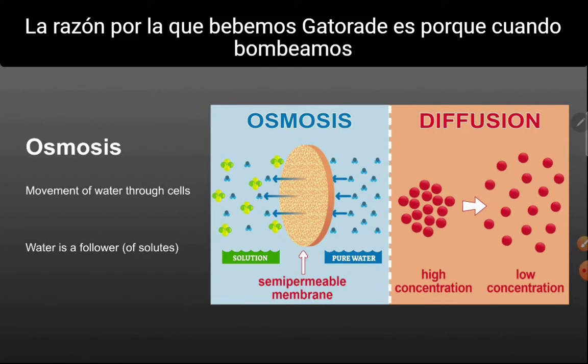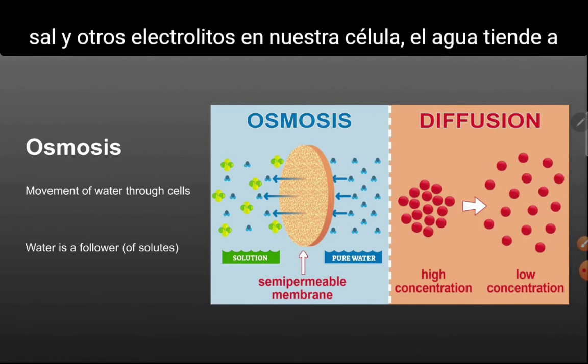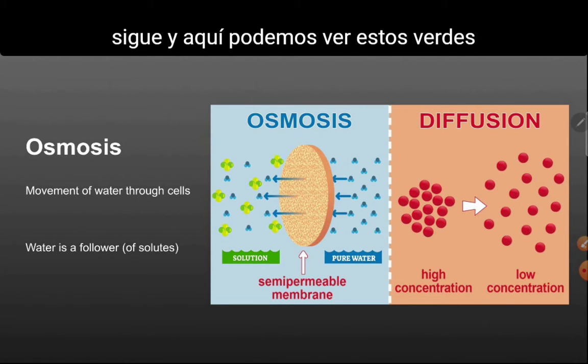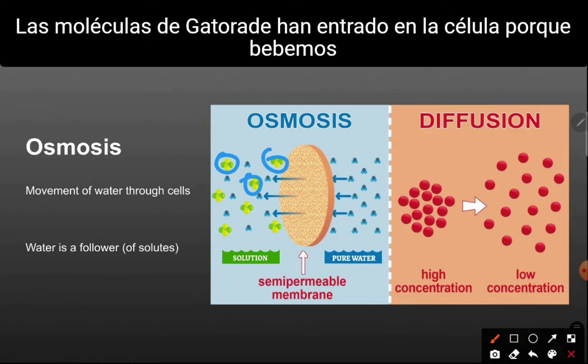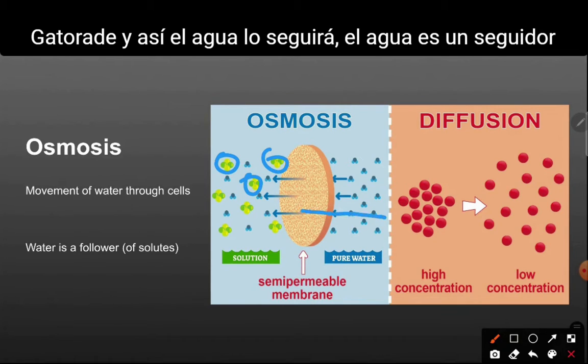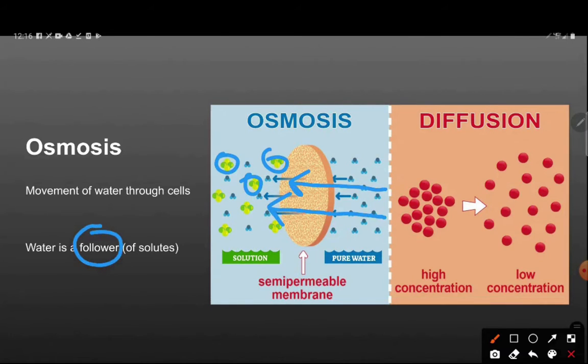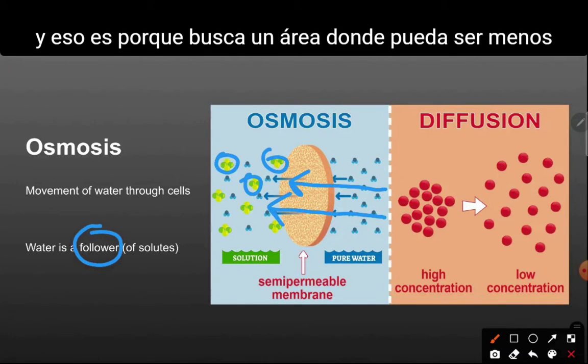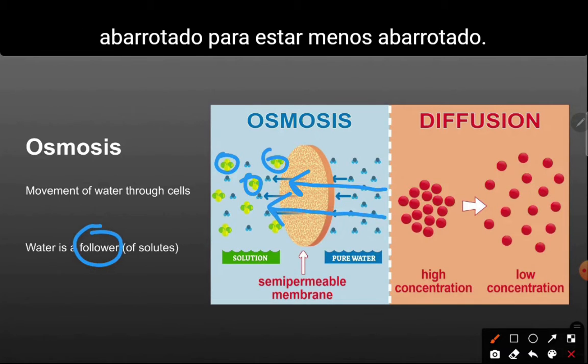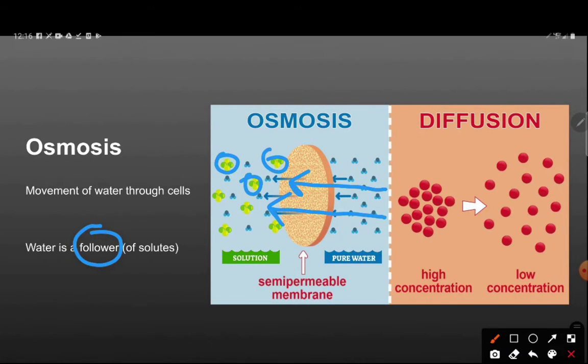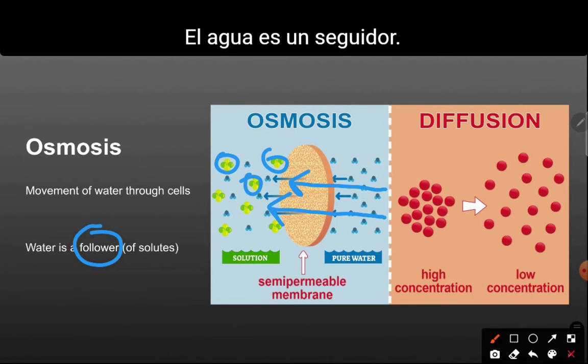The reason why we drink Gatorade is because when we pump salt and other electrolytes into our cell, water tends to follow. And so here we can see these green Gatorade molecules have gotten into the cell because we drank Gatorade. And so water will follow it. Water is a follower, and that is because it seeks an area where it can be less crowded. In order to be less crowded, it moves towards other solutes. Water is a follower.